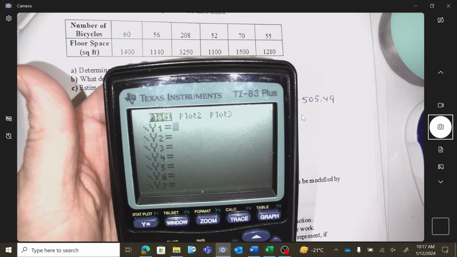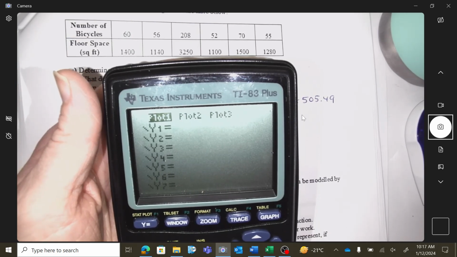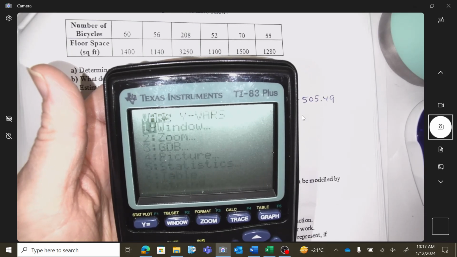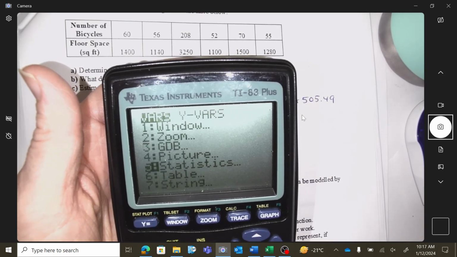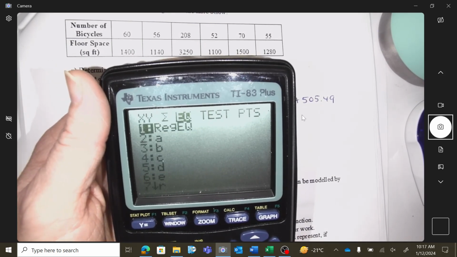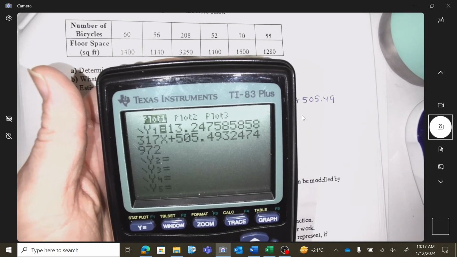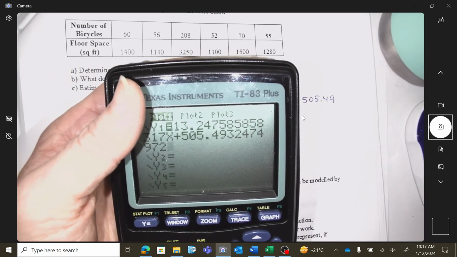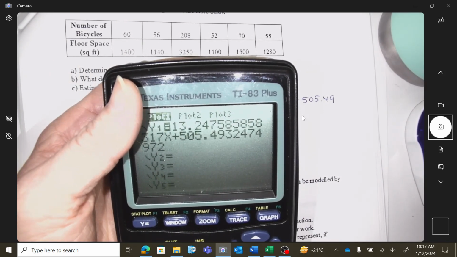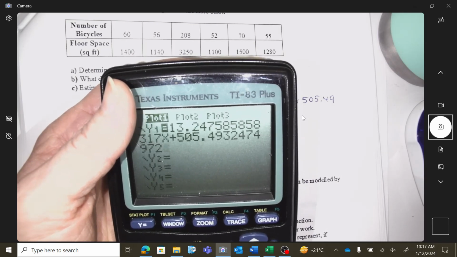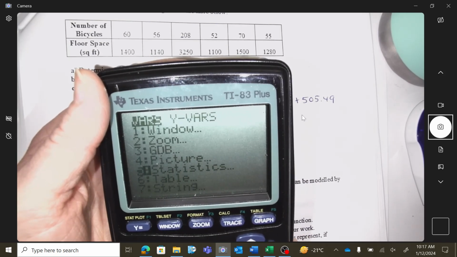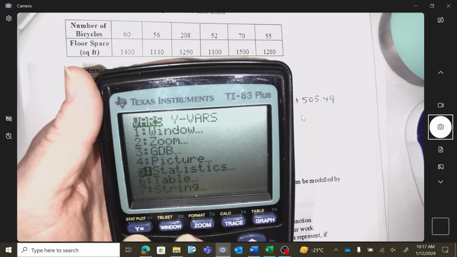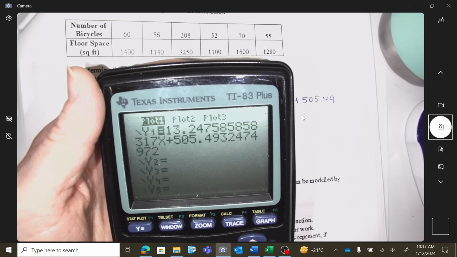So what button do I copy and paste with? Vars, statistics, regular equation entered into there. Cheat sheet people, so what was that? Vars, stats, equation. Copy and paste, equation.